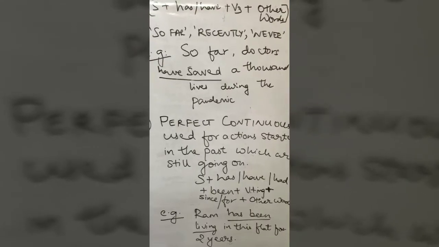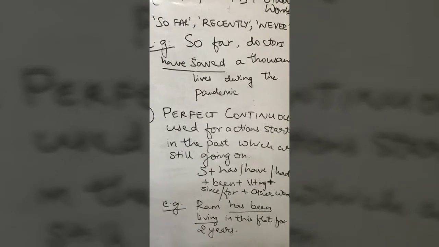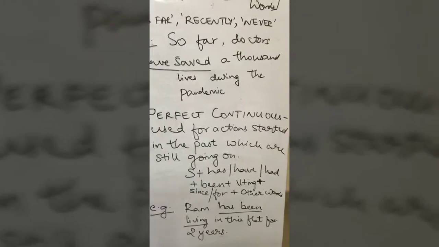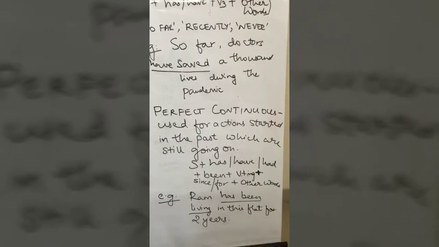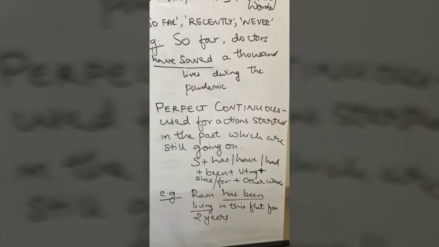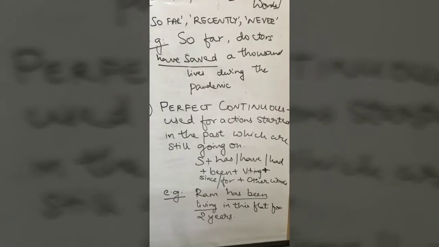So what this sentence means is Ram moved into this flat 2 years back, but from that time till now he is still living there. So to describe such situations, we have to use a present continuous. Sorry, I beg your pardon. It's the perfect continuous tense. Meaning we have to say Ram has been living in this flat for 2 years.